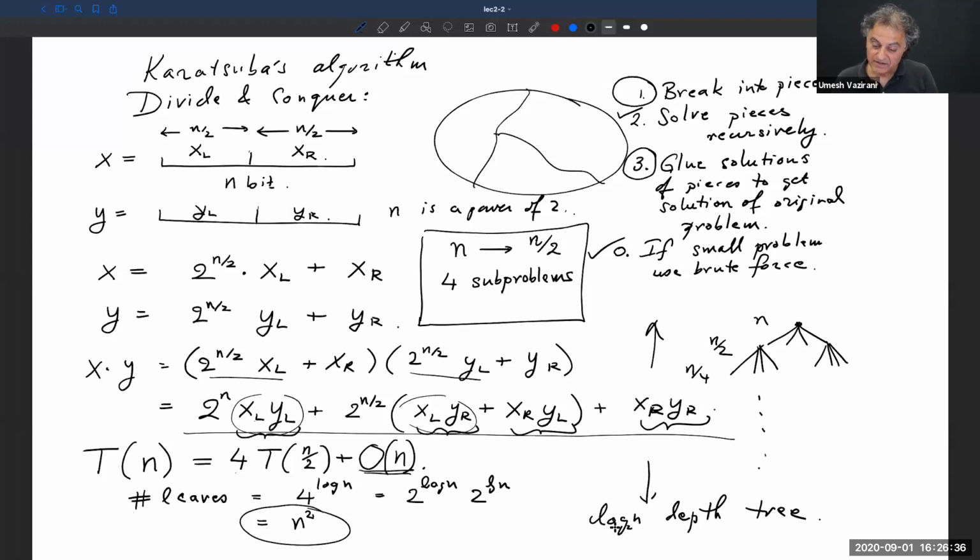Okay. Then we want to know how many pieces did we create altogether? So we went from 1 to 4 to 16 to 64 to, we just keep increasing the number of pieces exponentially as we go down. So how many did we create? Well, the number of leaves is going to be 4 to the power of the number of levels of recursion. So it's 4 to the log n, right? And that turns out to be n squared.